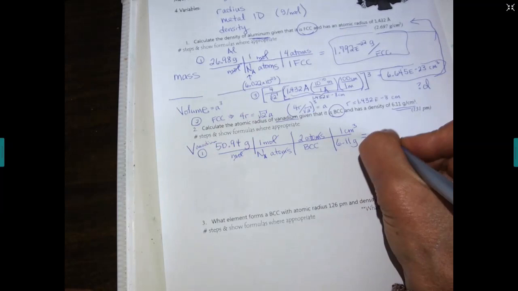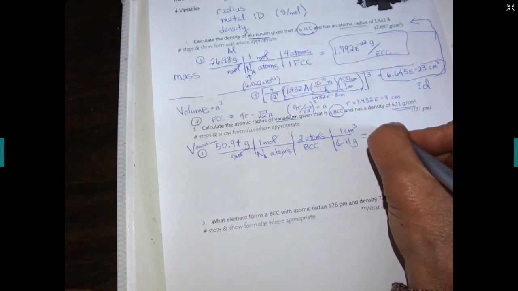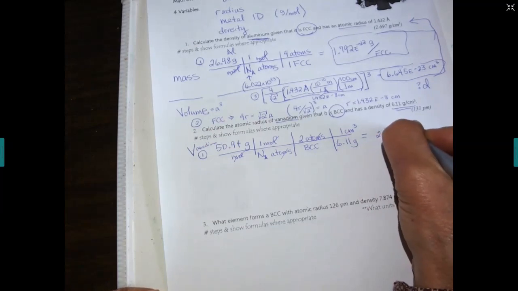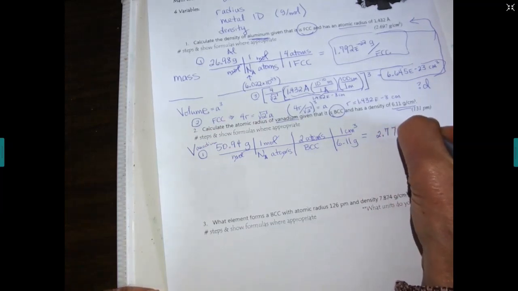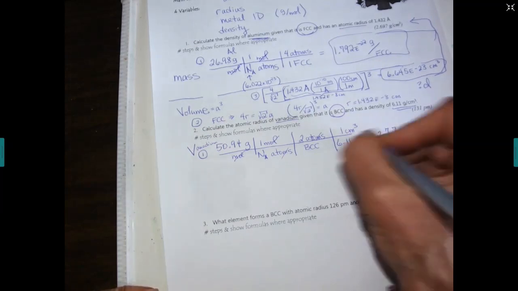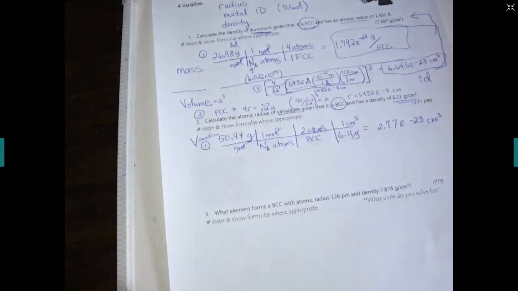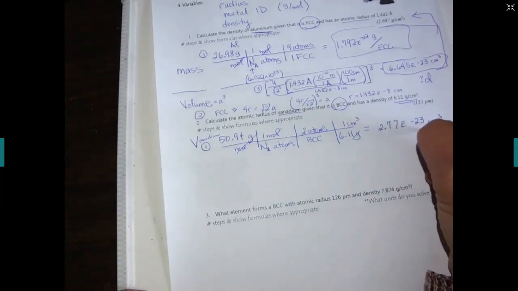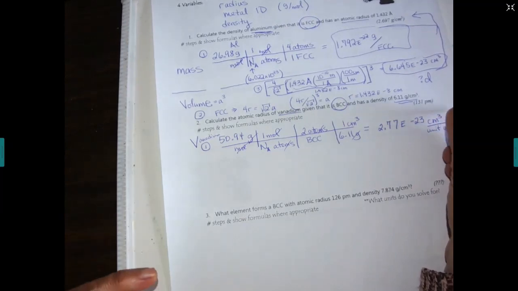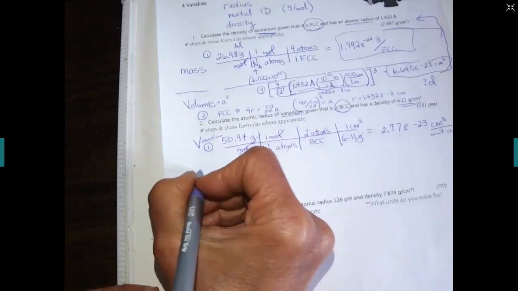And you would punch this in your calculator and we get 2.77. If you want to respect sig figs, you can keep more sig figs, and then at the end you can respect your sig figs. And this is cubic centimeters. My grams canceled. Per unit cell, you can just say cubic centimeters. Technically the thing is per unit cell. This is the volume. All right, so that's my step 1.